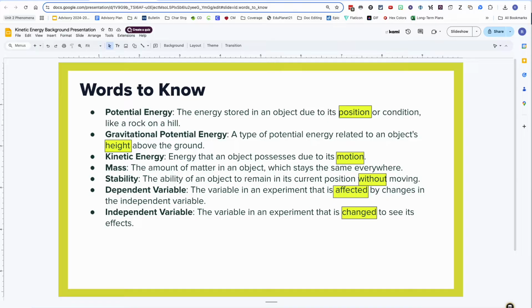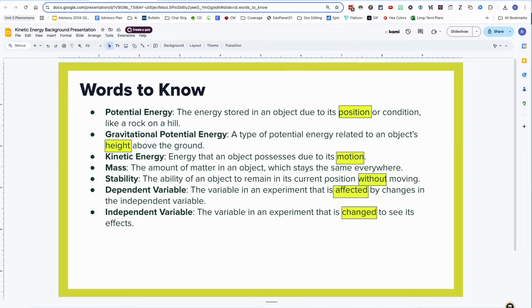Words to know. Potential energy. The energy stored in an object due to its position or condition, like a rock on a hill. Gravitational potential energy. A type of potential energy related to an object's height above the ground.